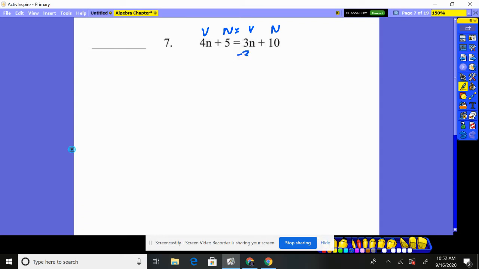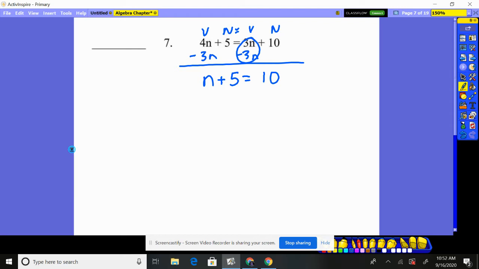I'm like, hey, move the 3n. So I'm going to subtract 3n from both sides of the equation. That gives me a single n plus the number 5 equals, that goes away, 10. So I've gotten all my variables on one side, in this case, to the left.